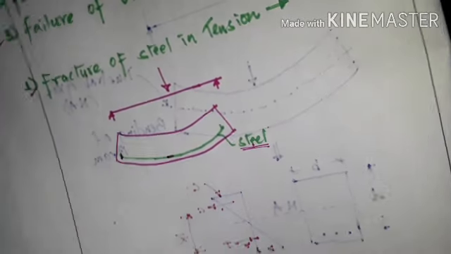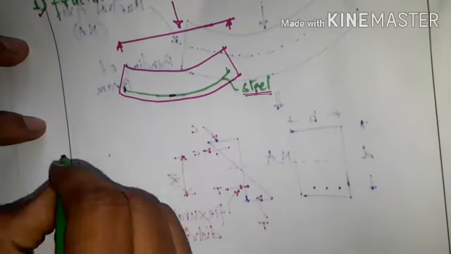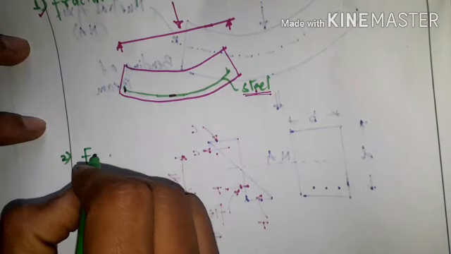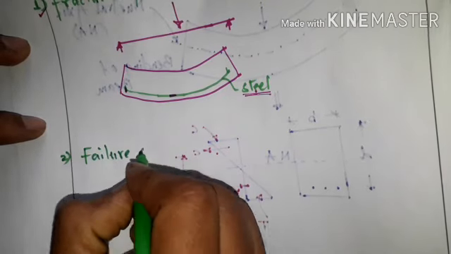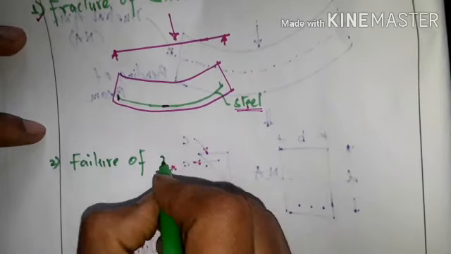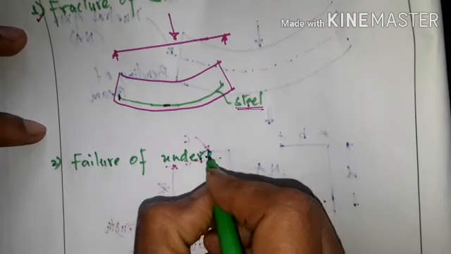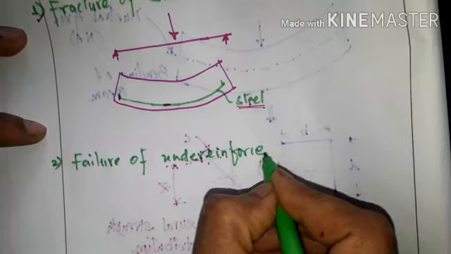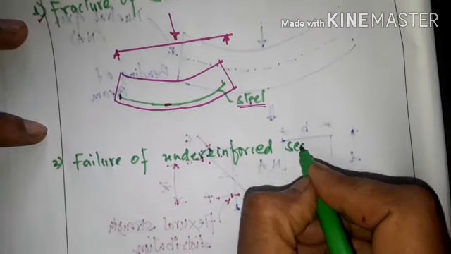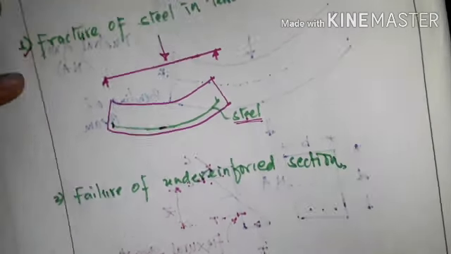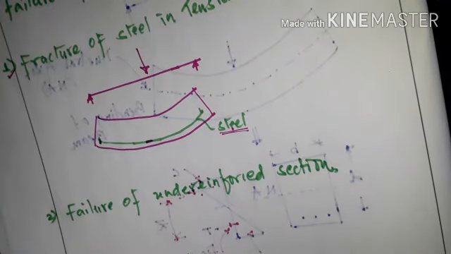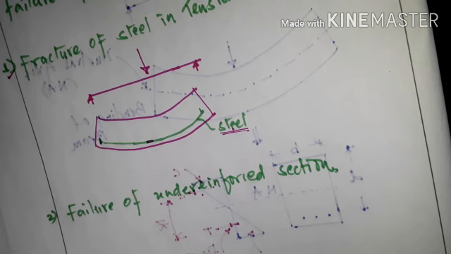Now the second failure is failure of an under-reinforced section. Failure of under-reinforced section. Okay, so under-reinforced section means the cross section is provided with an amount of steel greater than the minimum steel.